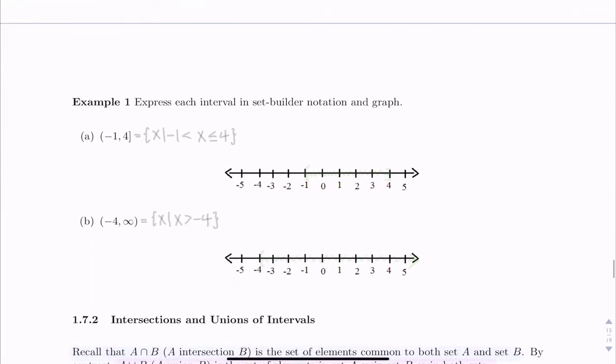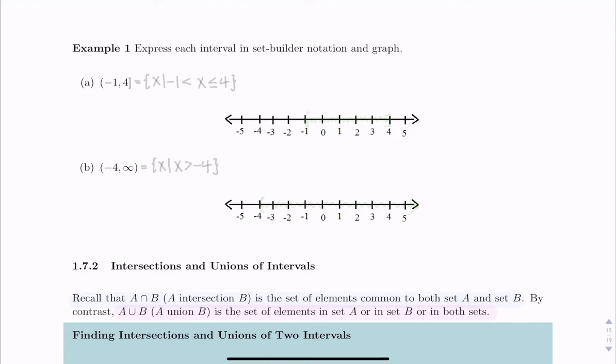So let's express each interval in set builder notation and graph. Set builder notation is that notation with the curly braces we just saw. So it always starts with a curly brace and x, and we put a vertical bar. We start with the number that's to the left, or the more negative number, so -1. And because it has a parenthesis, that means it's strictly less than. We put our x in between, and we have 4 with a square bracket, which means this is less than or equal to 4. And then you close your brace.